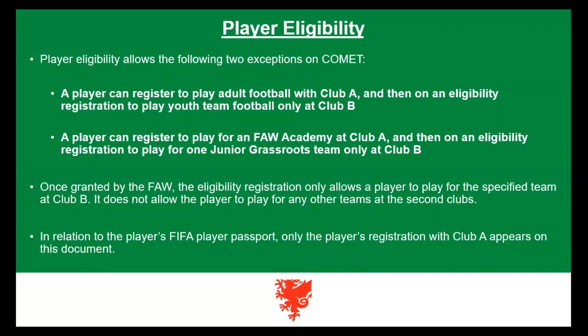And also a player can register to play for an FAW academy at Club A, and then on an eligibility registration to play for one junior grassroots team only at Club B. Once an eligibility has been confirmed by the FAW, it only allows that player to play for the specified team at Club B. It does not allow the player to play for any other teams at that second club. Then in relation to a player's FIFA player passport, only the player's main registration with Club A will appear on the document.